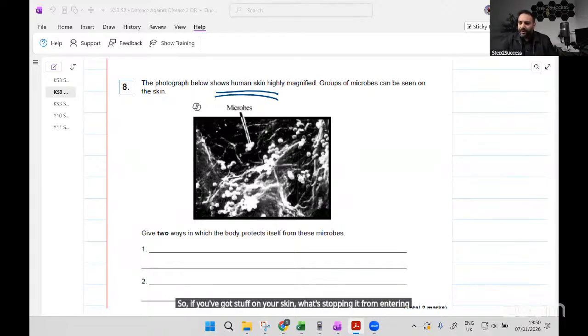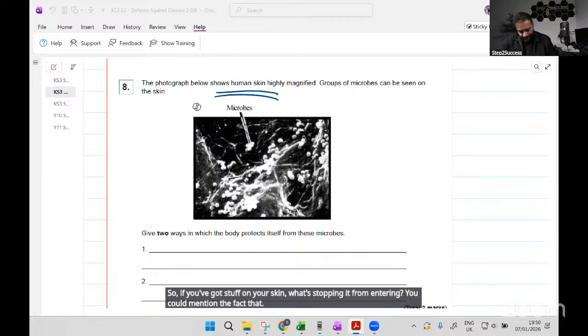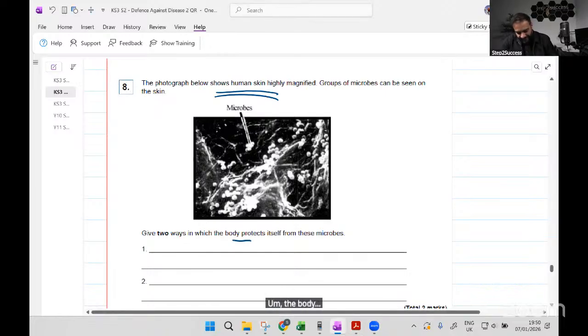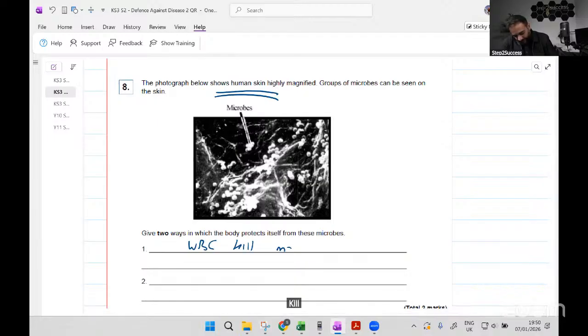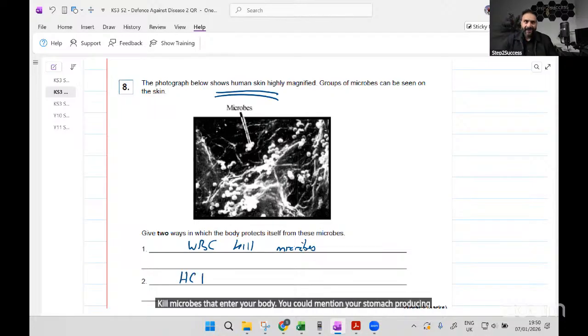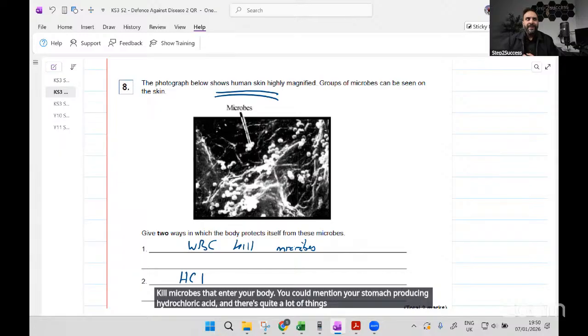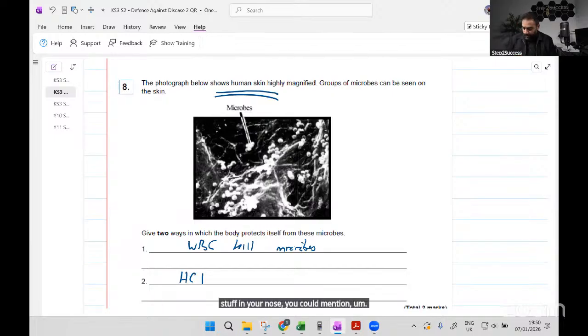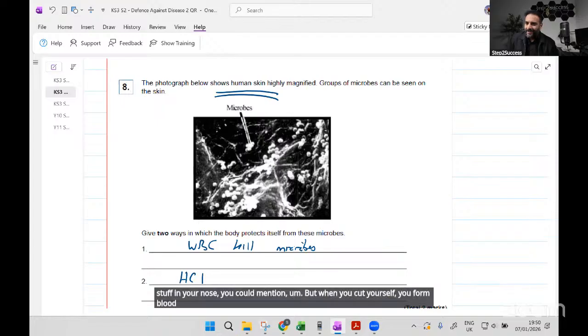You could mention the fact that your white blood cells kill microbes that enter your body. You could mention your stomach producing hydrochloric acid. There's quite a lot of things that your body does. Essentially, if the question said, how does your body protect itself from disease? There's loads of answers: your white blood cells, your hydrochloric acid in the stomach, your mucus or stuff in your nose. You could mention that when you cut yourself, you form blood clots. These are all answers to the question.